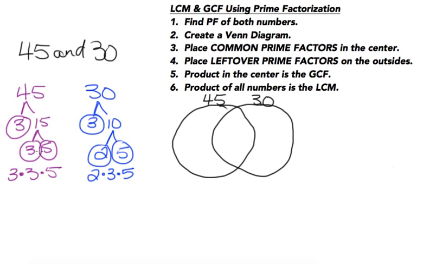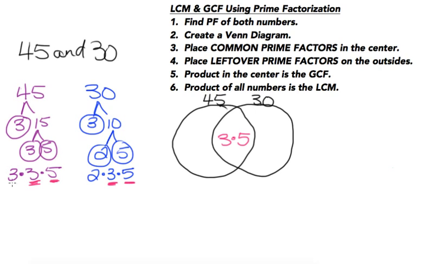Looking at this list of 45, 3 times 3 times 5, and 30, 2 times 3 times 5, I see that they both share a 3 times 5. So I'm going to take those common prime factors and write them in the center of the Venn diagram, as a multiplication problem, 3 times 5. Great. Next is to place leftover prime factors on the outsides. Let's go back to our prime factorizations.